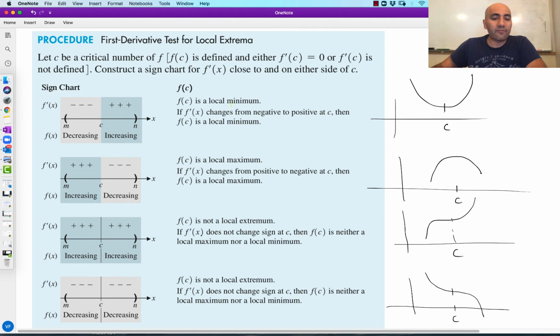So if f prime of x does not change signs at c, then f of x is neither a local maximum nor a local minimum. Right? And it's the same conclusion here, whether they're positive all the way through or negative all the way through. Okay, let's take a look at some better examples than this.